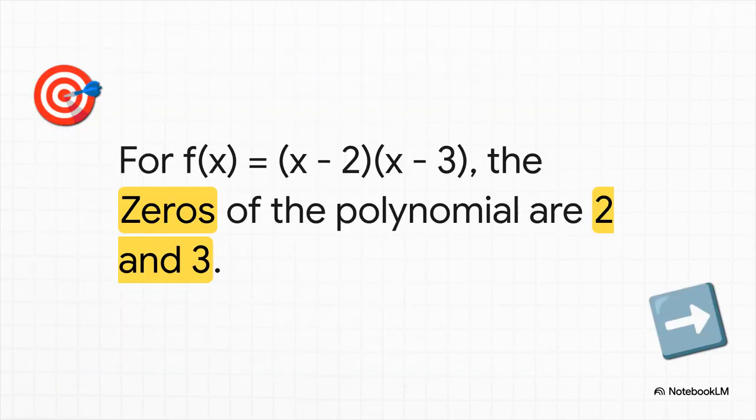And here's where it all clicks. If we know the factors are x minus 2 and x minus 3, what value of x would make that whole expression 0? Well, if x is 2, the first part becomes 0. If x is 3, the second part becomes 0. So the zeros are 2 and 3. You see? Once you find the factors, they basically just hand you the zeros.